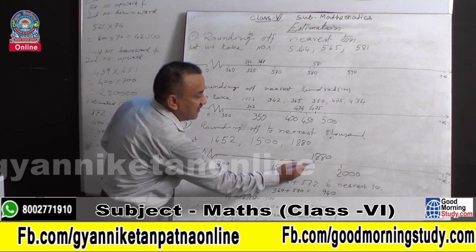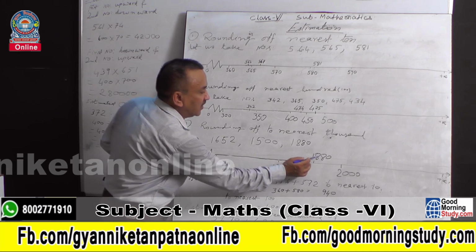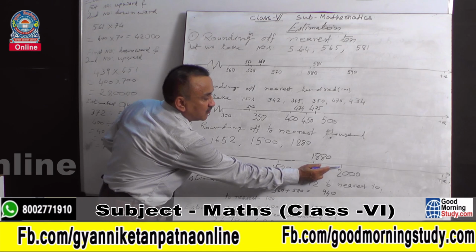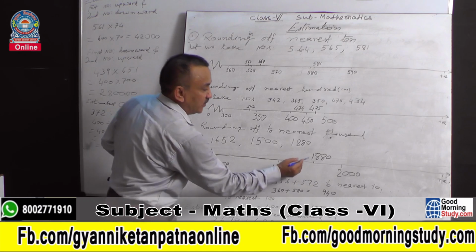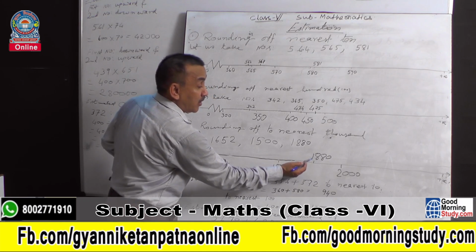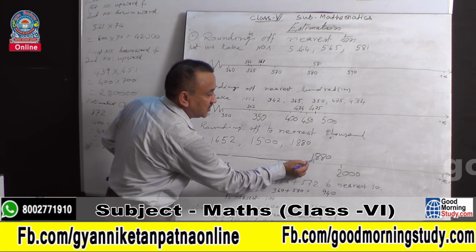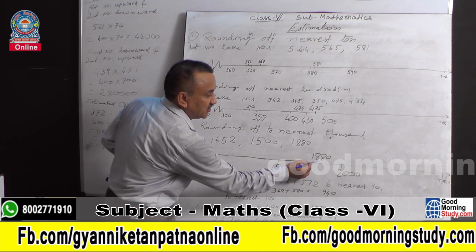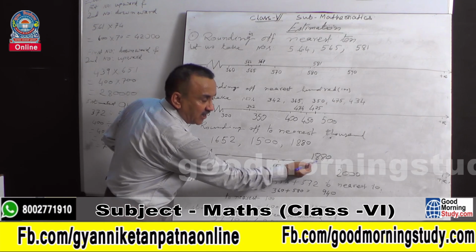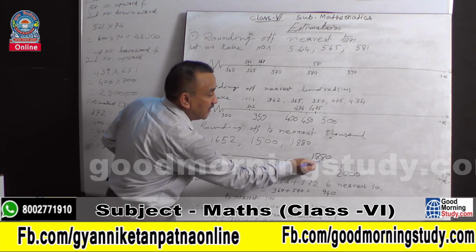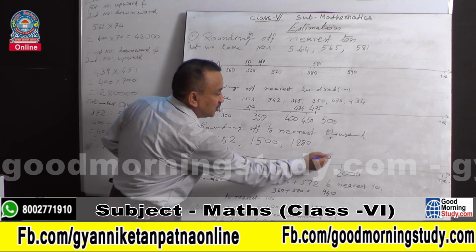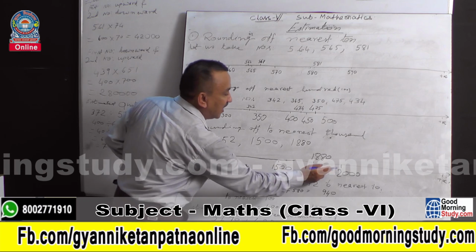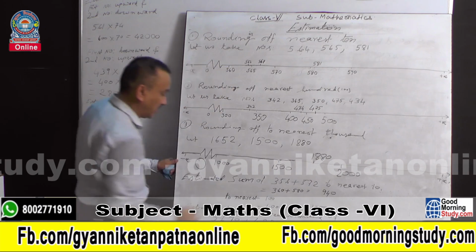So the nearest 1000 of 1500 will be 2000. Now let us see another number example, 1880. Its nearest 1000 is 2000. What we are doing? We are adding 1 to the 1000s digit, 1 plus 1, 2, as the 100s digit is more than 5, it is 8. That's why we are making all these turn 0 and we are adding 1 to the 1000s digit, and we get the nearest 1000 of the given number.